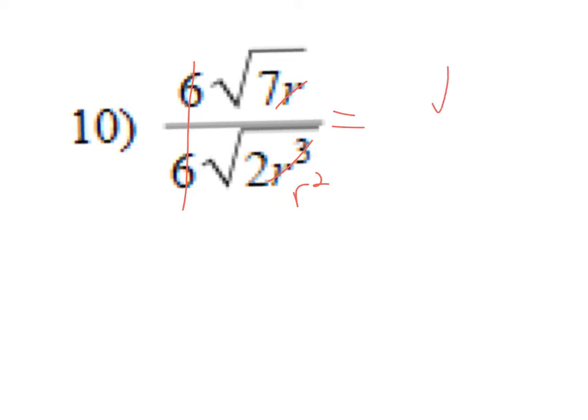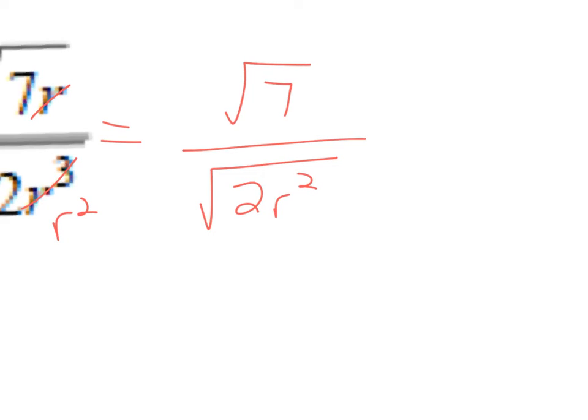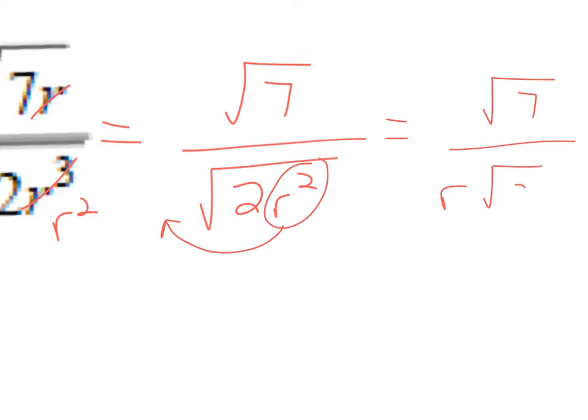Okay, so I've got right now the square root of 7 on top, and I've got the square root of 2r squared on the bottom. Now, there's a couple of different things you can do here. I'm going to go ahead and move this r squared out because it will pair up and move out. So I'm going to have the square root of 7 on top, and then I'm going to have r on the outside and square root of 2 on the bottom.